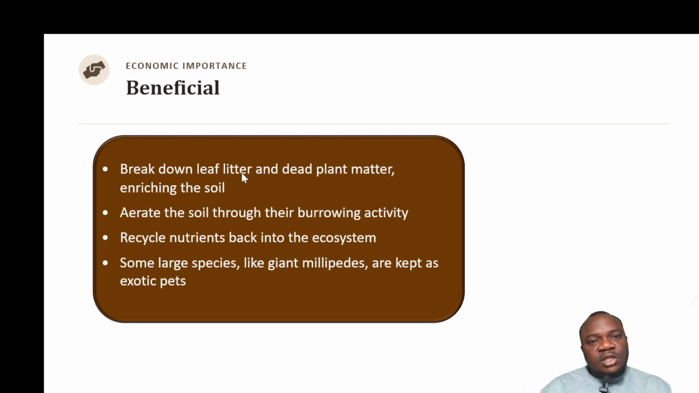They break down leaf litter and plant matter, enriching the soil. So when they break it down, what happens? This plant matter adds nutrients to the soil. They add carbon to the soil. They make the soil more fertile for plants to grow properly, and they aerate the soil through burrowing.